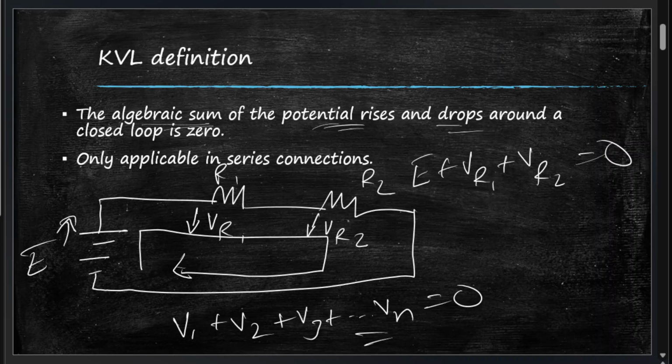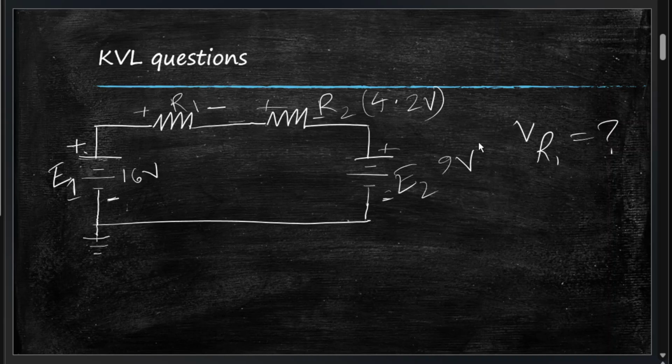Now let's do some questions to make things more clear. This is a series circuit, a single closed loop, so we can apply KVL here. First thing to do is assign the polarities. For sources, we know the larger side is plus and the smaller side is minus. But for resistors, we can assign whatever we want. We can do plus minus, plus minus, plus minus, or we can put minus plus, minus plus, minus plus. We can assume whatever we want.